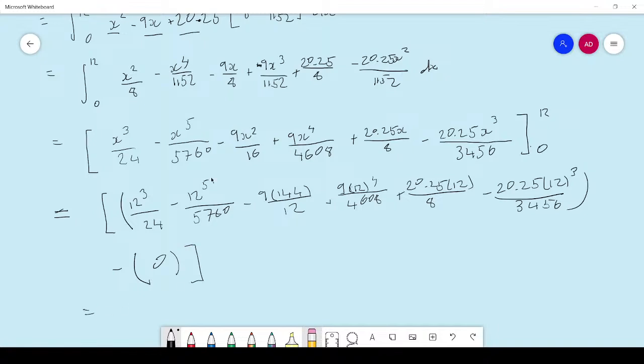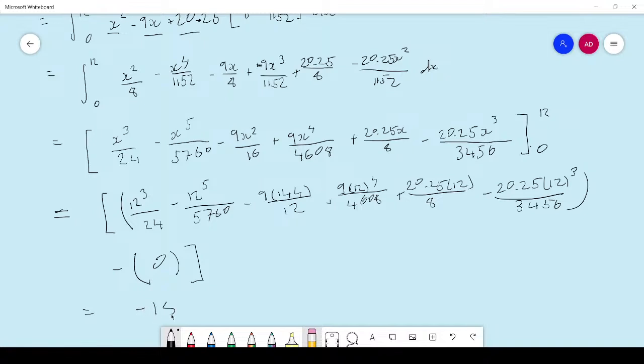So now we can type it in on the calculator. So 12 cubed over 24 minus 12 to the 5 over 5760 minus 9 times 12 squared over 16 plus 9 times 12 to the 4 over 4608 plus 20.25 times 12 over 8 minus, last one, 20.25 times 12 cubed over 3456.